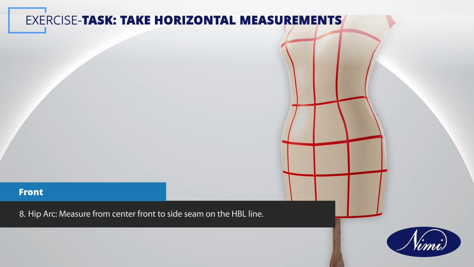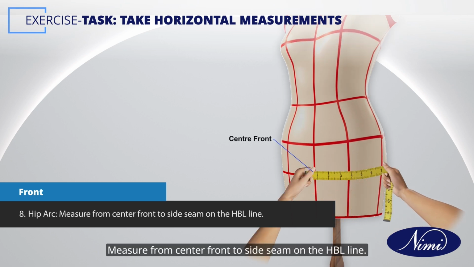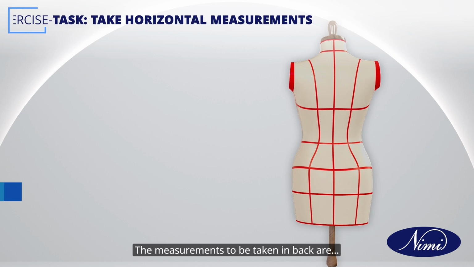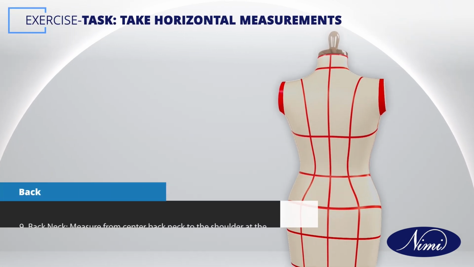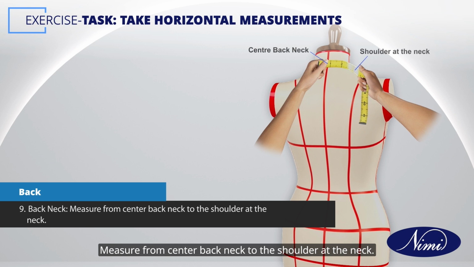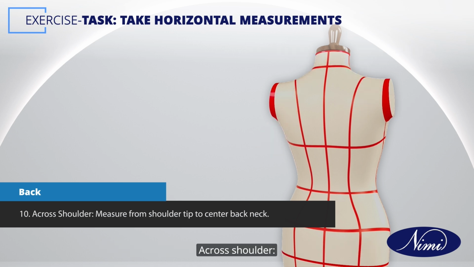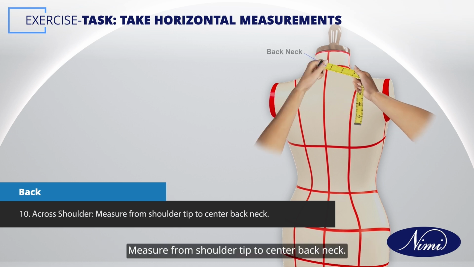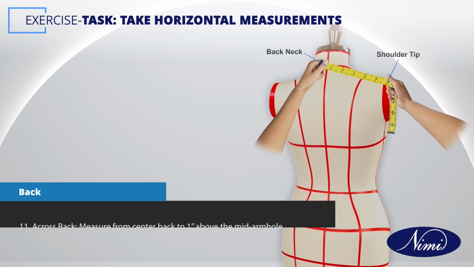Hip arc. Measure from center front to side seam on the HBL line. The measurements to be taken in back are back neck. Measure from center back neck to the shoulder at the neck. Across shoulder. Measure from shoulder tip to center back neck.